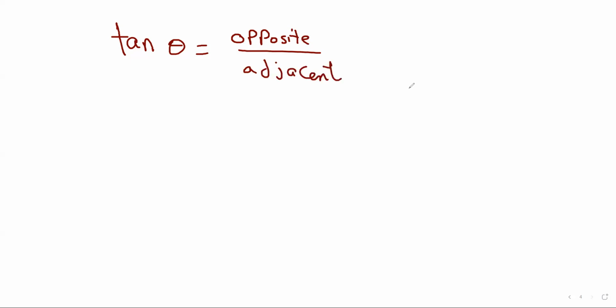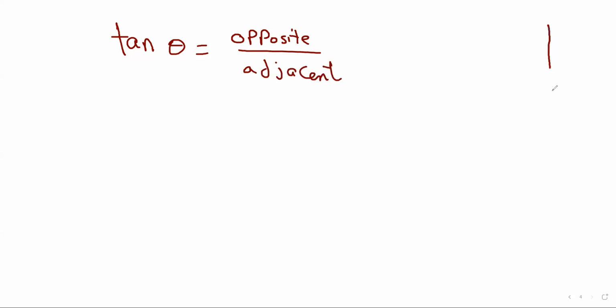The third ratio we are going to study is tan. What is tan? Tan is a ratio between two sides. The two sides are opposite and adjacent. So tan theta equals opposite over adjacent. Are you with me?